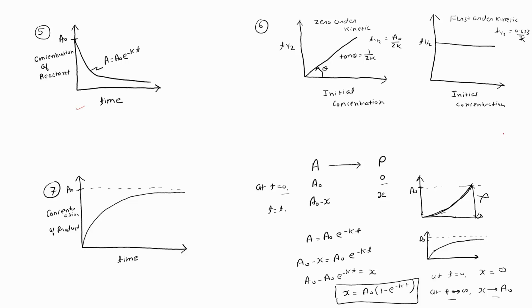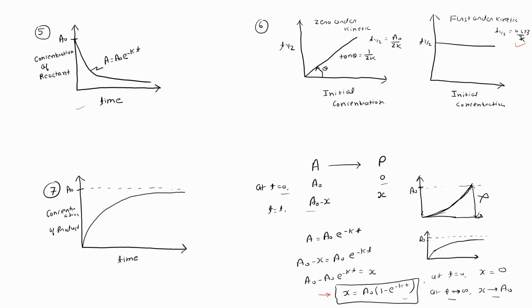And for a first order reaction, the half-life will be a constant value because the value of t half is 0.693 by k. And concentration of product with respect to time: for that, we have solved and we get x, which is the product concentration at time t, equal to a naught times (1 minus e to the power minus kt).